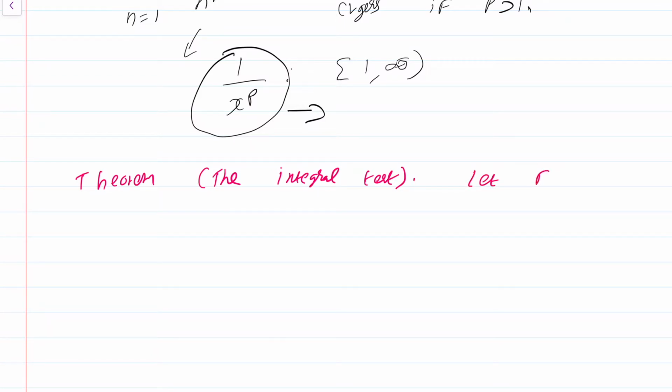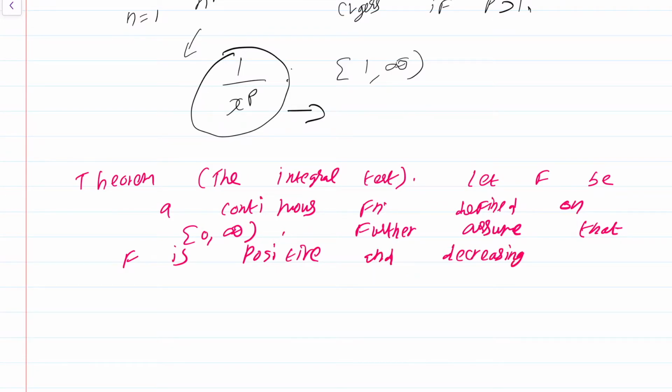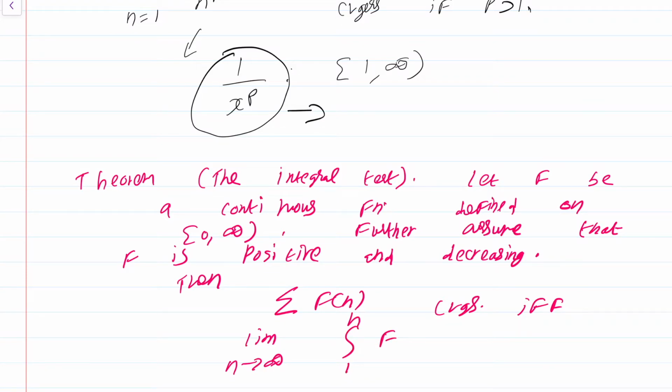Let f be a continuous function defined on closed 0, open infinity. Further assume that f is positive and decreasing. Then summation fn converges if and only if the limit as n goes to infinity of the integral from 1 to n of f exists.